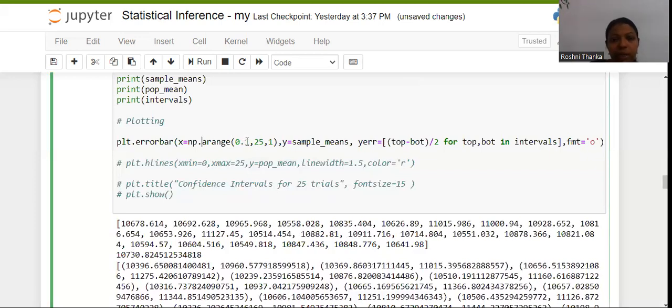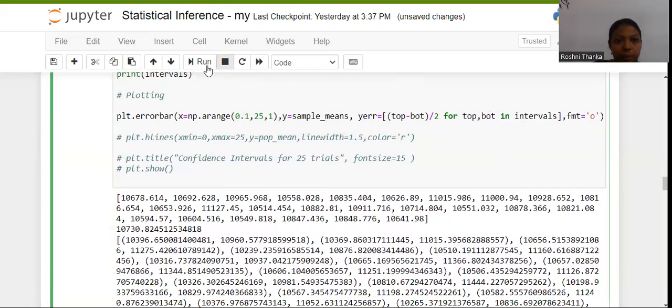If we give 1 here, it's giving an error, so let us start from 0.1. And on the y-axis, we want the mean of all the samples. And for the intervals, we are going to find the upper limit and the top value and the bottom value, the lower limit and upper limit. And let us run this program now.